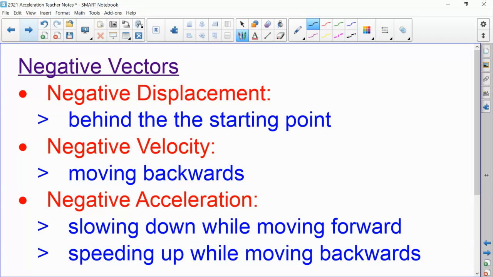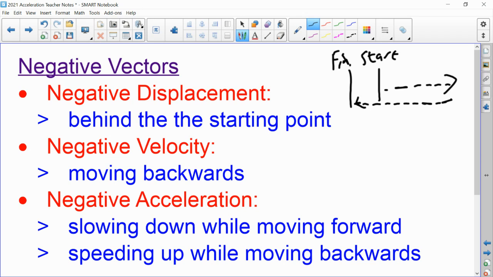As this is a vector, direction is important. That means if we're dealing with it numerically, we can have negative numbers. So let's talk about what negative vectors mean here. If we have negative displacement, as we talked about before, it means you basically finish behind the starting point. If you start here, this is my start point, and we move to the right, and we say the right is positive. Then we move to the left, and we finish here. This is my finishing point. Then I finished behind where I started, so my displacement would be negative.